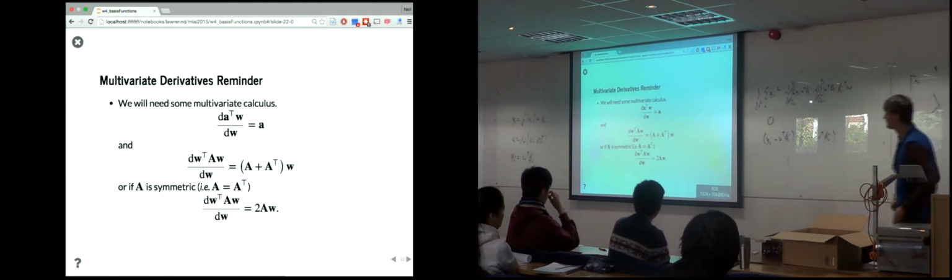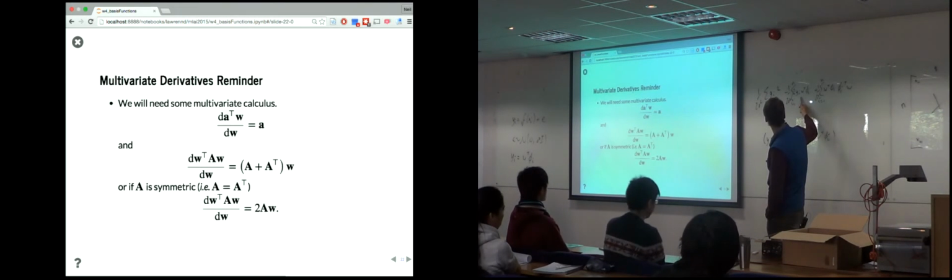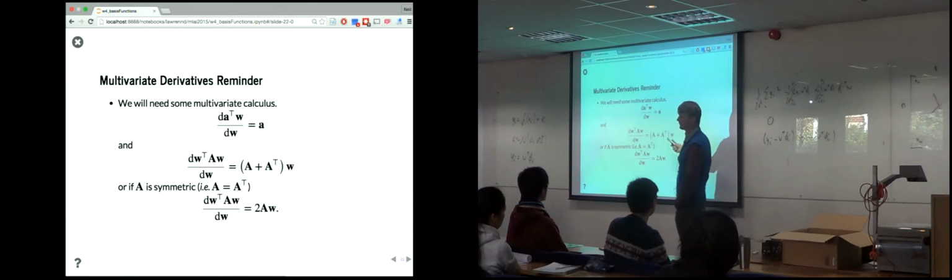Harder. What's the gradient of this one with respect to w? Let's have a look at the rules for differentiation. What's the gradient of this one with respect to w? How's w appearing? Which rule do we want? Do we want that one or that one?